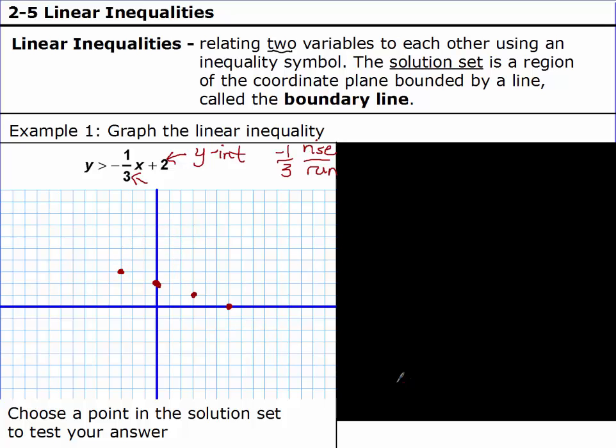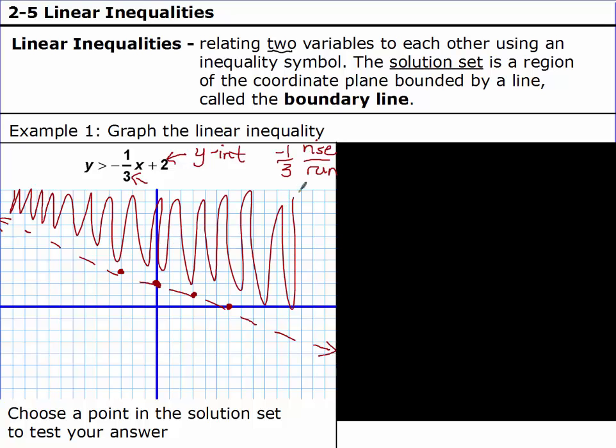But before we draw the line through it, you need to go back and look at your symbol, greater than. From what we just did, that means we're going to make this a dotted line, like this, with the arrows. And then it's greater, so we're going to shade it above. Anything in that region is part of the solution set of our line.